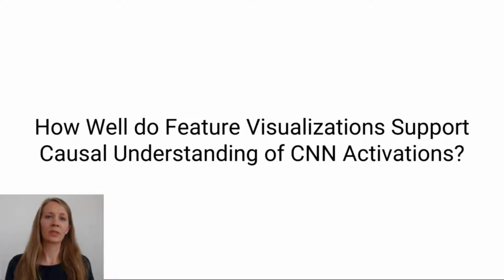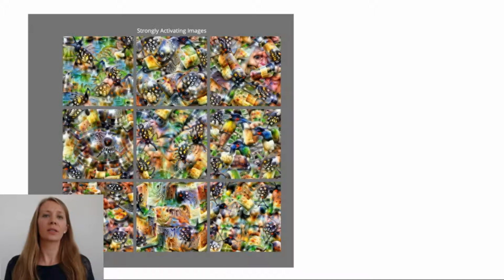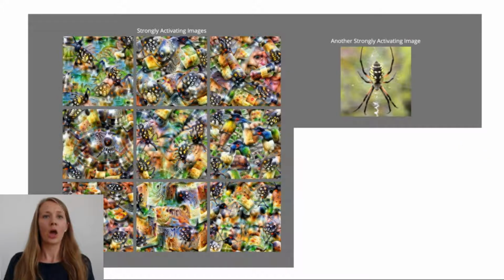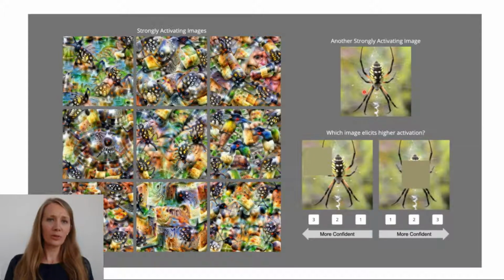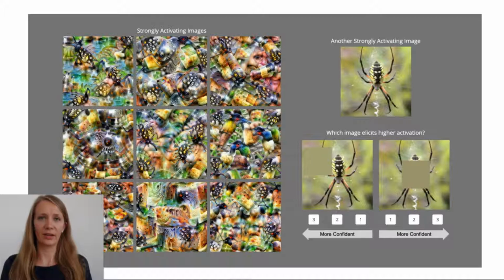Specifically, we asked participants in an online crowdsourced experiment about the causal relation between manipulated images and a unit's activation. Here is what one of the trials looked like. For a certain network unit, participants see several strongly activating feature visualizations. On the right-hand side, they see yet another strongly activating image, this time though, a natural one. Below this natural image, two copies with square occlusions at different locations are shown. The question is, which of these two manipulated images elicits a higher activation?